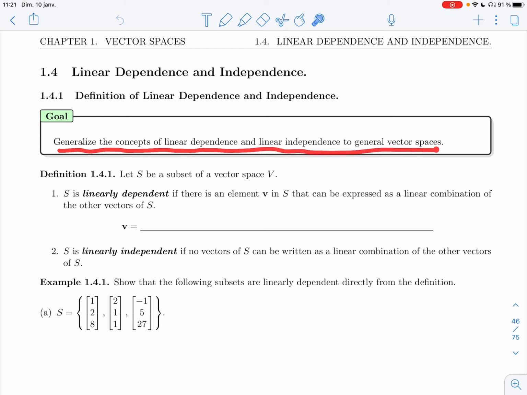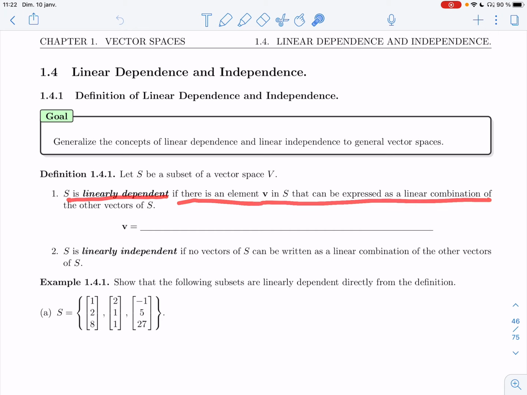We've already seen them in Linear 1 for Rn. I'm not going to use exactly the same definition, but we will prove that they're equivalent. All right, so here's the definition I will use. Definition 1.4.1. Let S be a subset of a vector space V. Then S is linearly dependent if there is an element v in S that can be expressed as a linear combination of the other vectors of S.